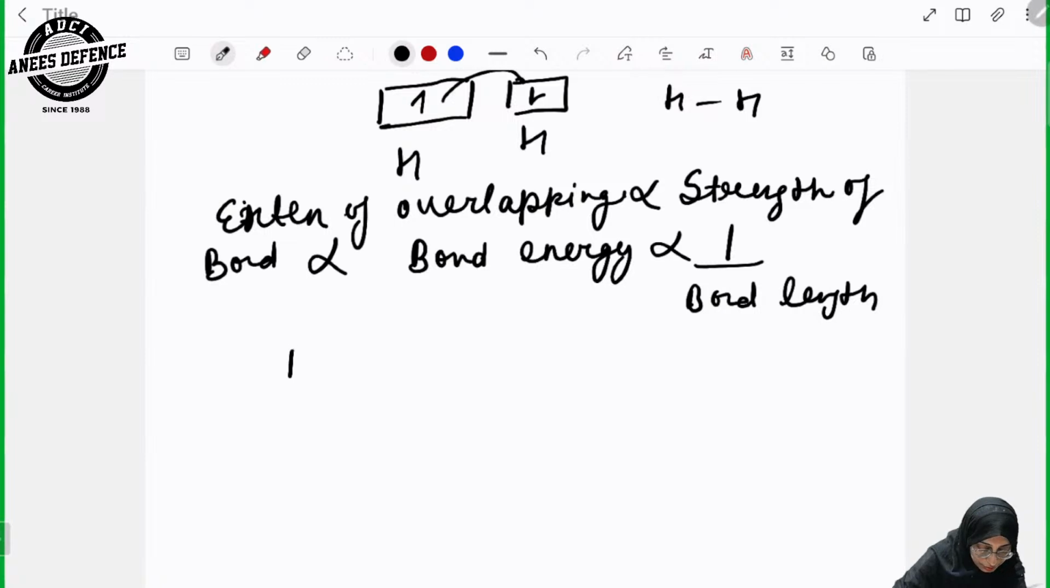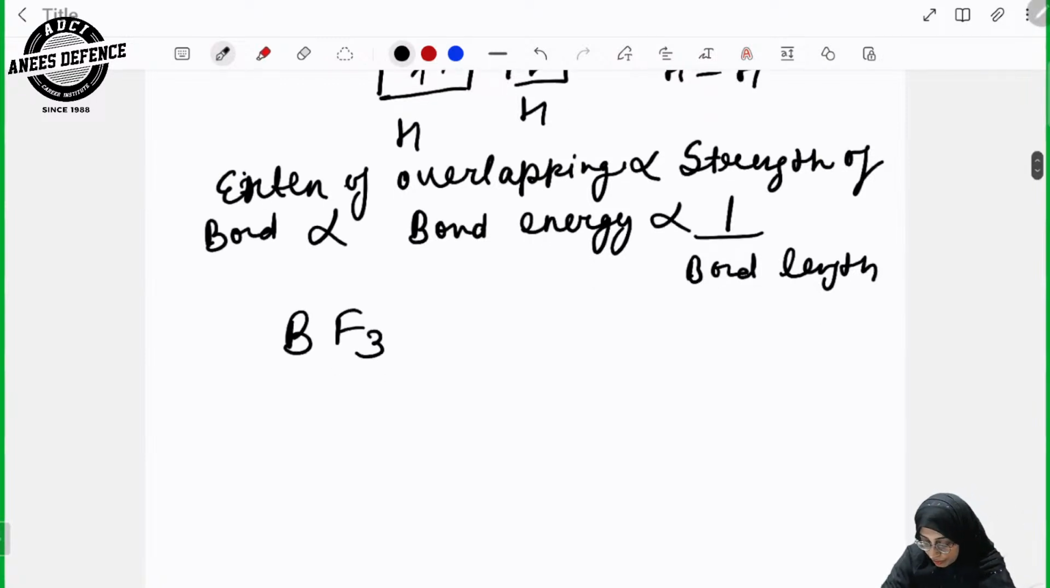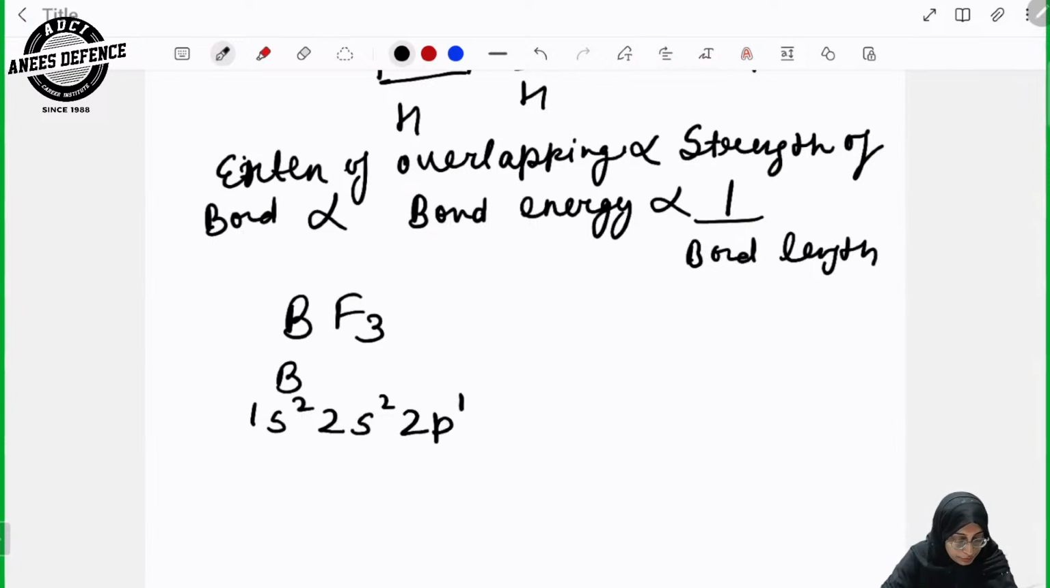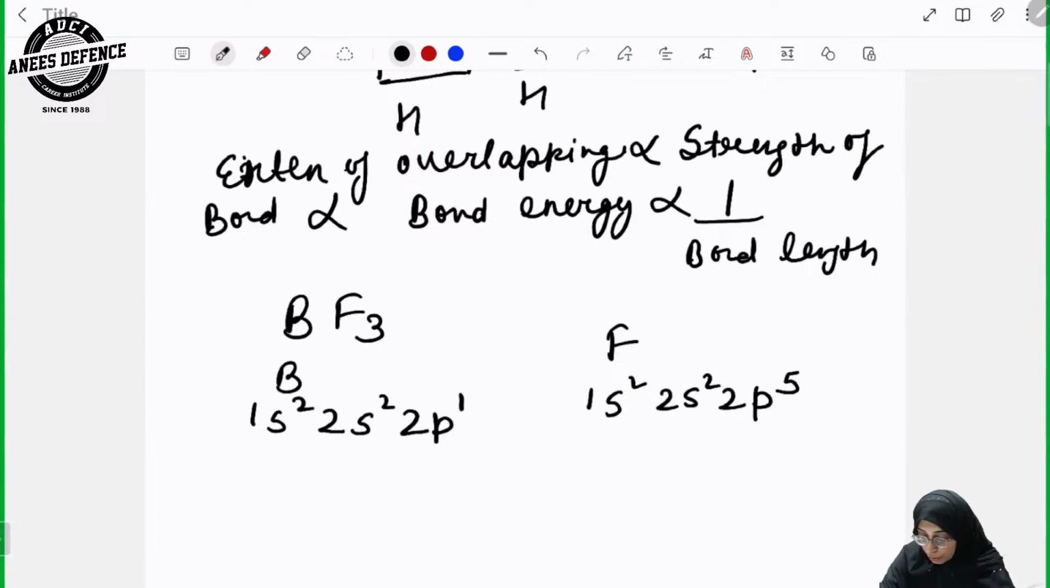Let's see the example of BF3. What is the electronic configuration of boron? 1s2, 2s2, and 2p1. And fluorine is 1s2, 2s2, 2p5. Atomic number is 9.